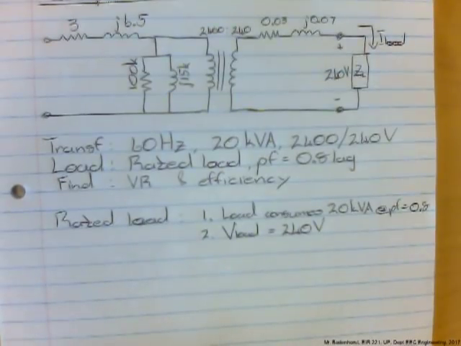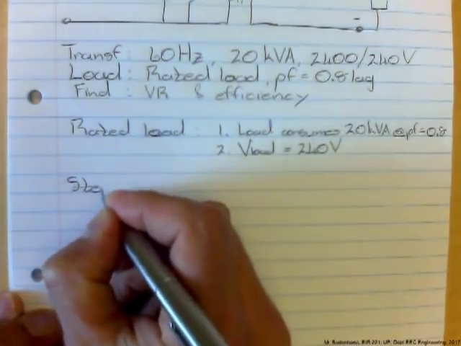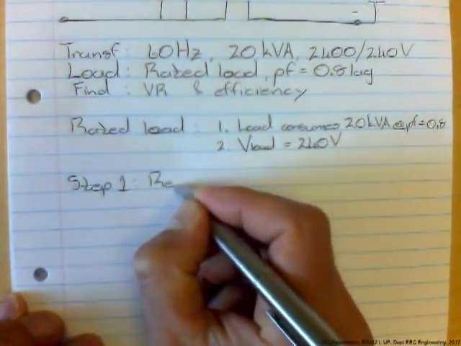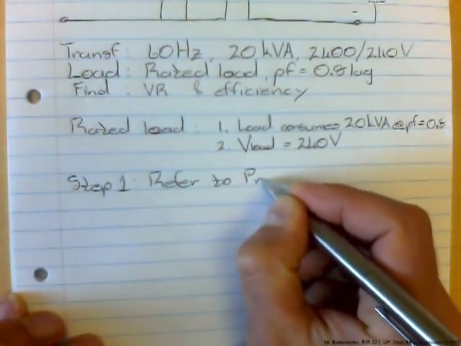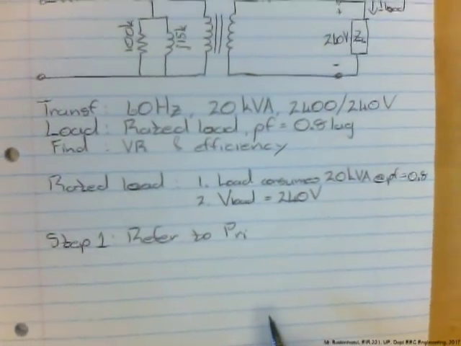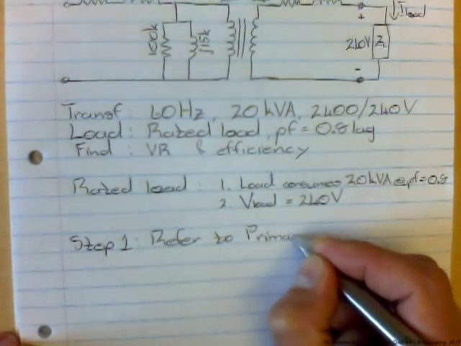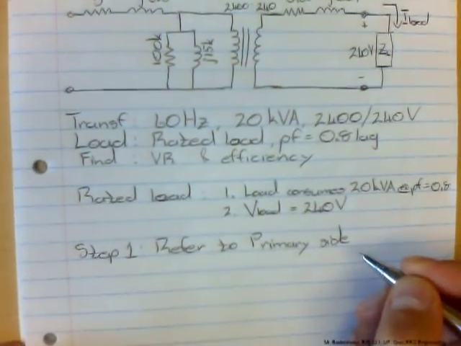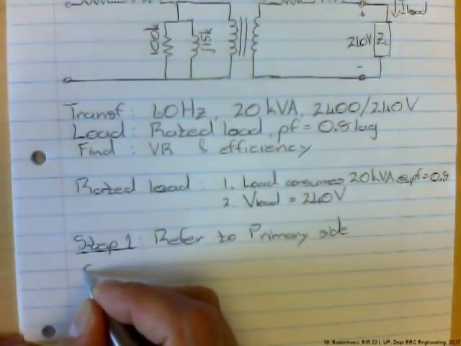Alright, so step one, let's refer everything to the primary side. So we're going to put everything over to the primary side. Alright, so let's redraw our circuit for what it will look like then.